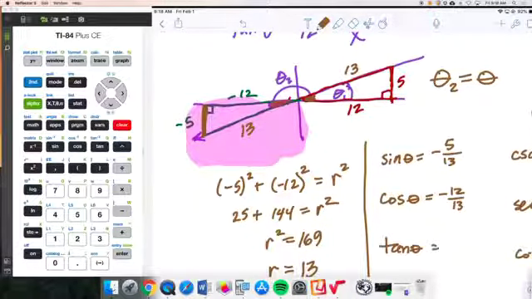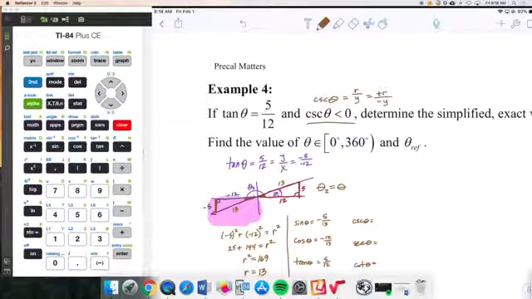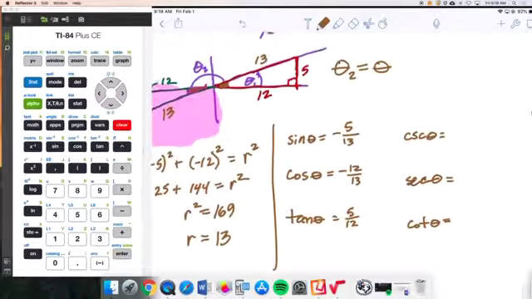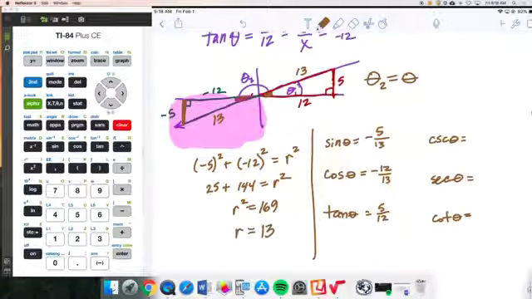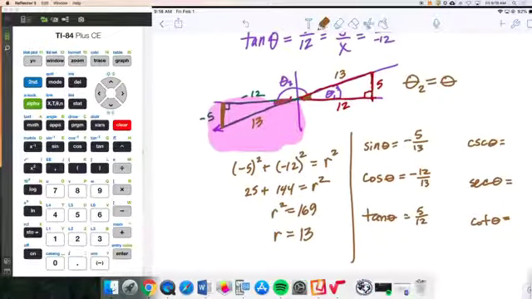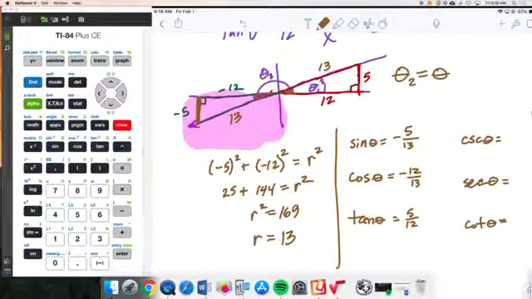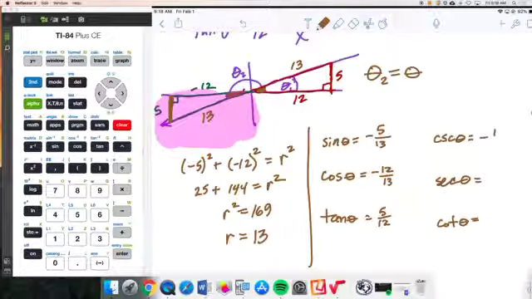Tangent is y over x. That's negative 5 over negative 12, which is 5/12. And that matches what we were given. So that's a good check. And now, if you know those are right, you can flip them, but let's go ahead and not do that. Cosecant is r over y, which is 13 over negative 5. So you can just call it negative 13/5.